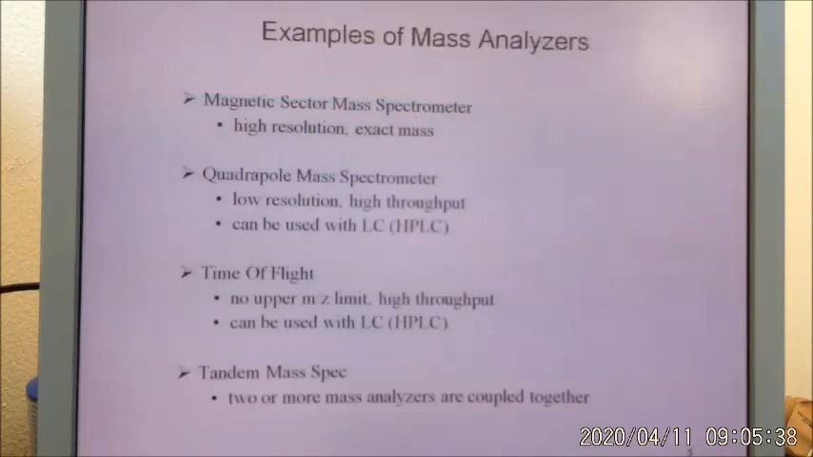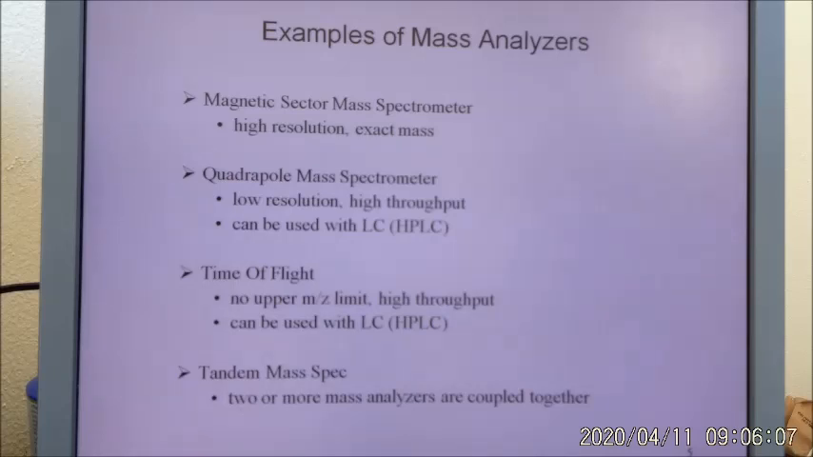Now, what about analyzers? Well, the classic one that we're going to be talking about, and the results that we will be analyzing will come from this, is called a magnetic sector mass spectrometer. When we talk about mass spec in organic chemistry, we're talking about EI, the electron impact ionization technique, and a magnetic sector mass spectrometer. It's very high resolution, gives you exact masses.